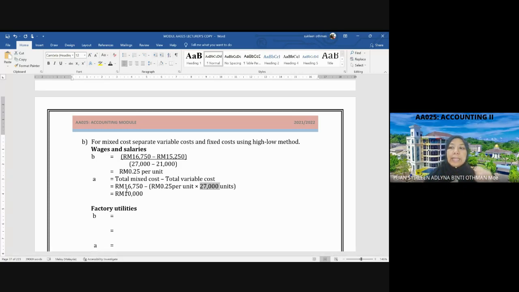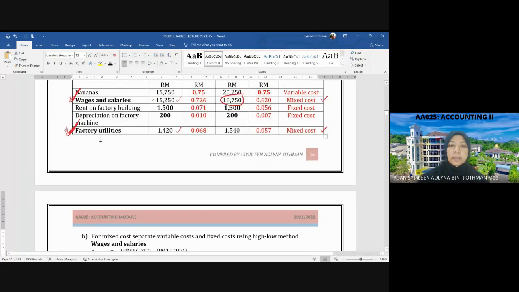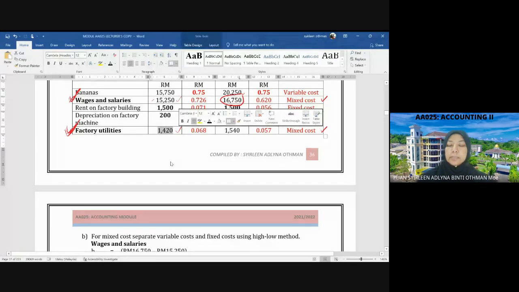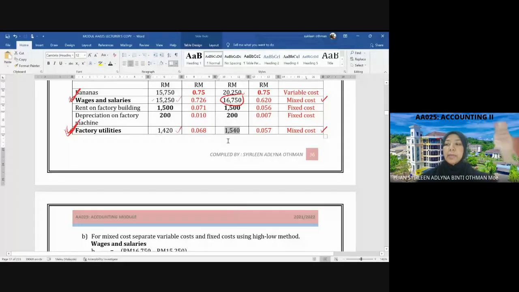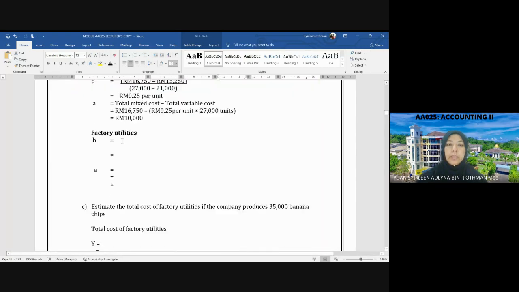Sebab you have another mixed cost. Your mixed cost yang satu lagi tadi ialah factory and utilities. Okay, ini cost untuk January, ini cost untuk February. So of course lah, February akan jadi my highest cost, January akan jadi my lowest cost. Okay, dia punya unit sama, 27,000 and 21,000. Alright? Okay, so for factory utilities, we will be doing the same thing we did for wages and salaries tadi.